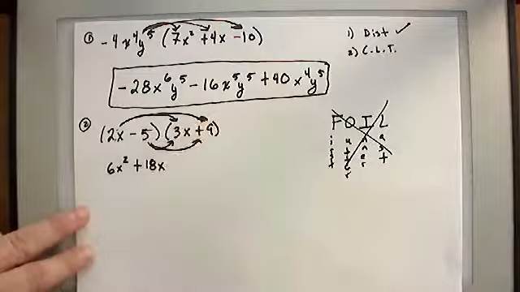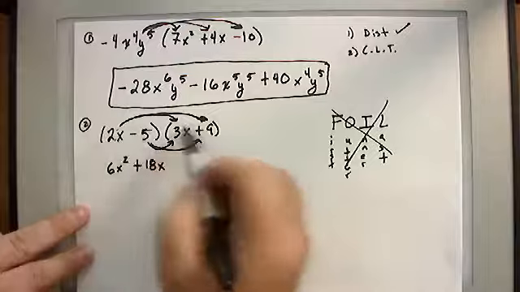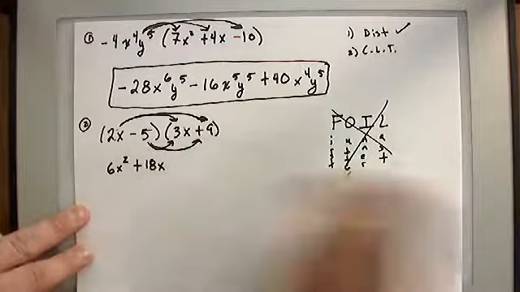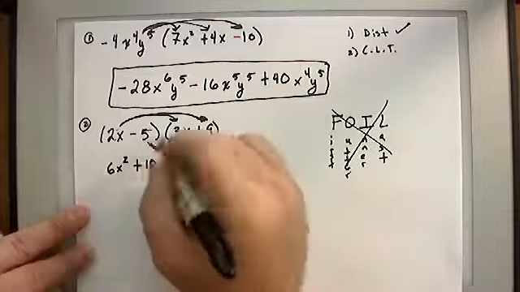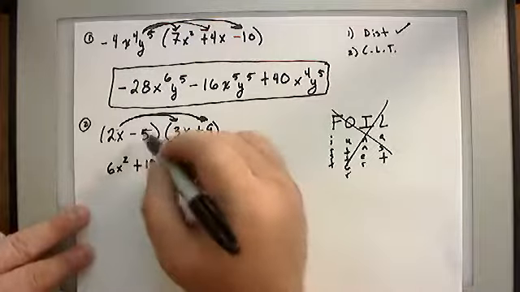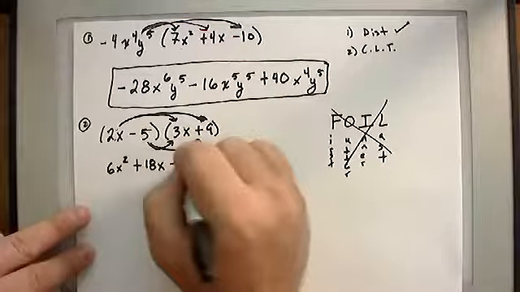Take the -5 and go to both. So basically you take the first piece, go to both. Take the next piece, go to both. You don't need to FOIL. It is the same thing. I don't know. Just less stuff to memorize. -5 times 3x, that's -15x.